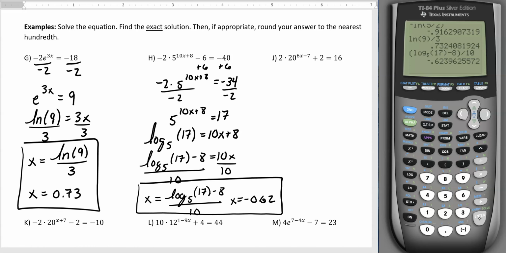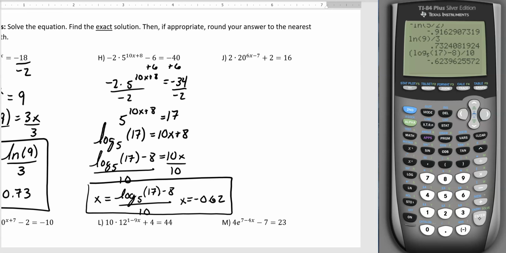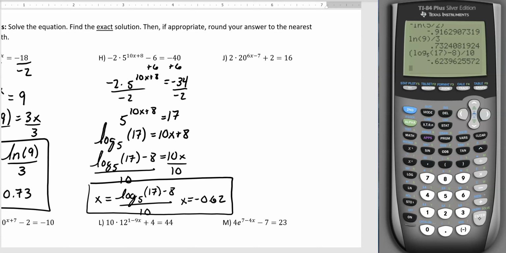All right, that was a lot. Let's try another one together. Let's try letter J together. So looking at letter J, I need to undo this addition for plus 2, so I'll subtract it. So I'll have 2 times 20 to the 6x minus 7 equals 14. And then divide both sides by 2. So 20 to the 6x minus 7 equals 7.